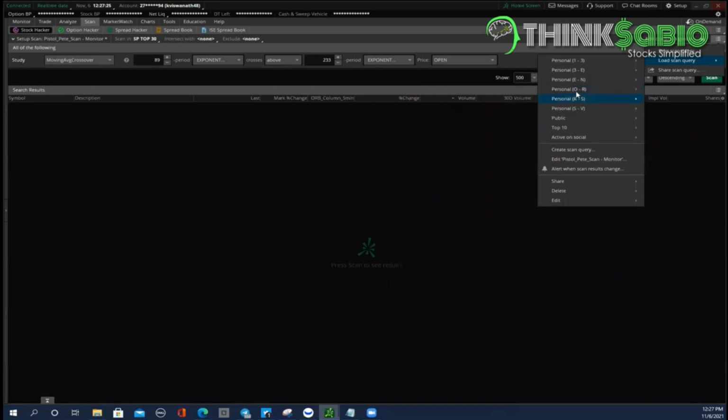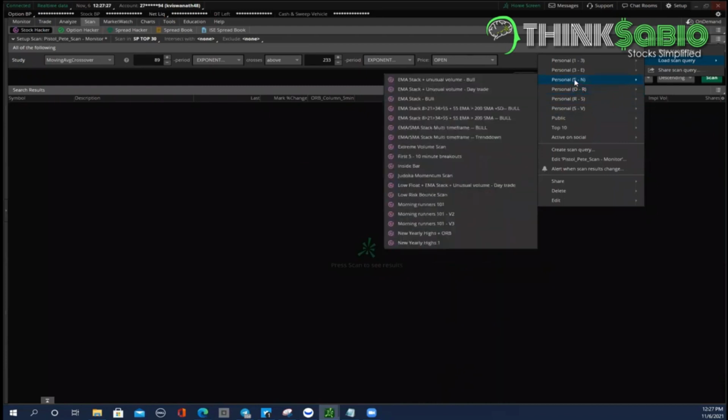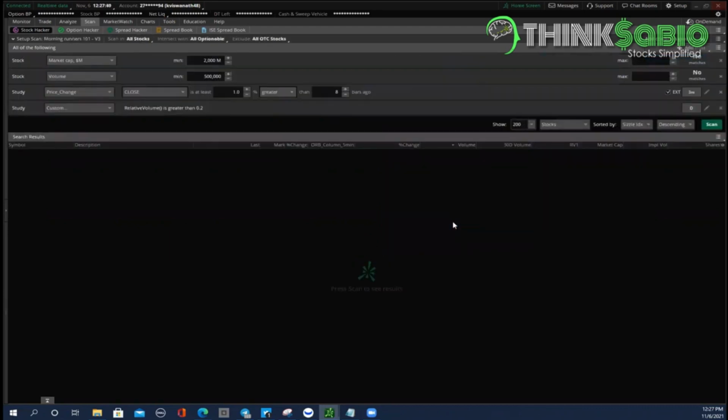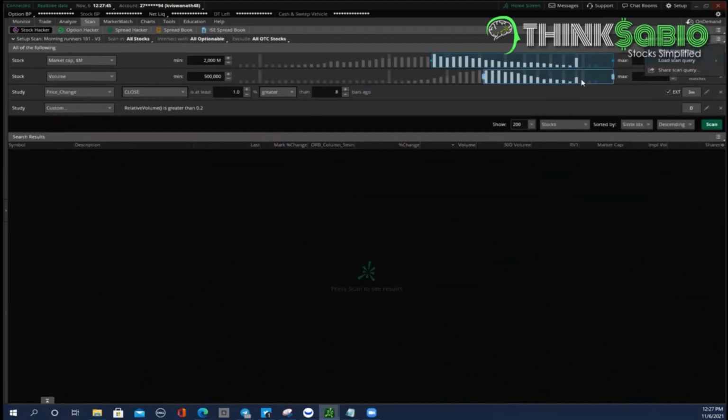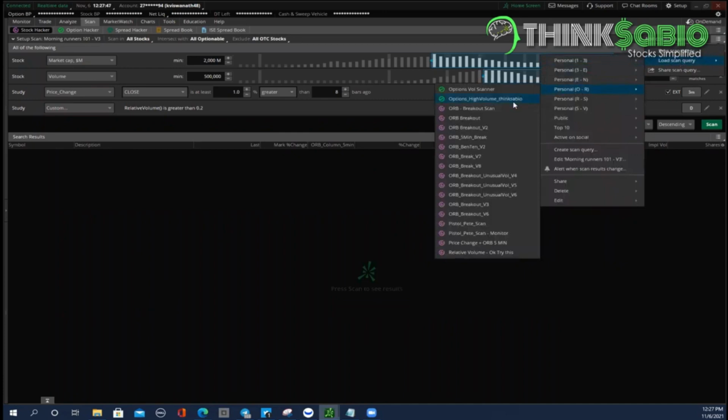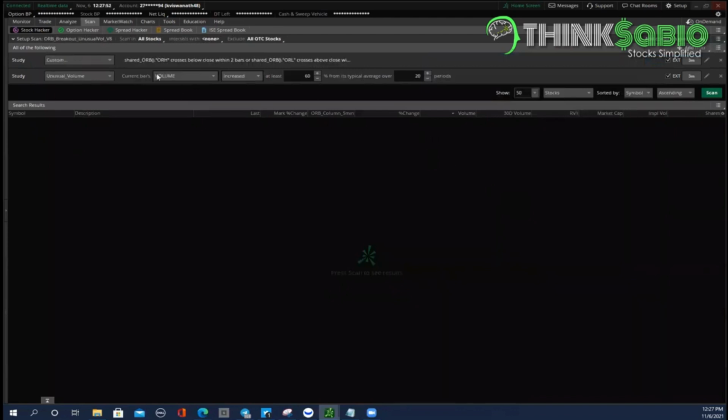So the one that I think I've been using, let me see where this is. Where is this? So morning 103. Let's see if this has. So this is a relative scan that I've been using. Let me find my opening range breakout. Unusual volume V6. I guess this is the one that I'm using. So I'm scanning for stocks that has an opening range. This is a scanner that I gave to everyone, right?